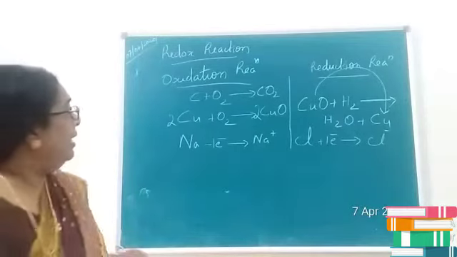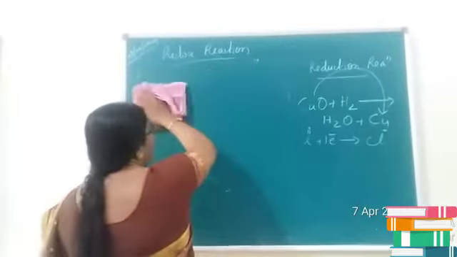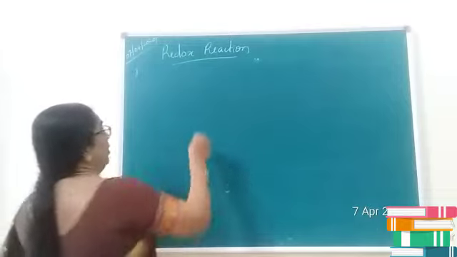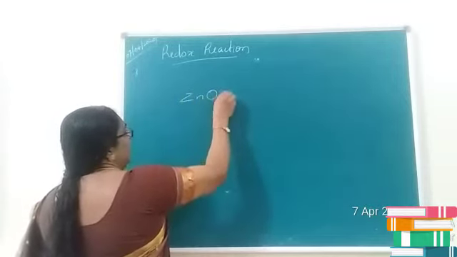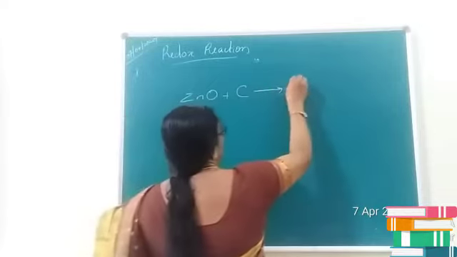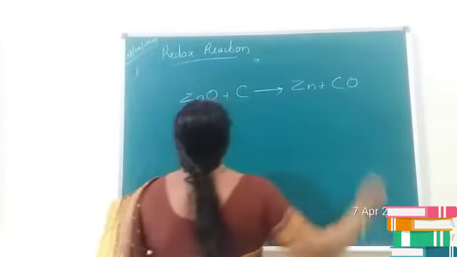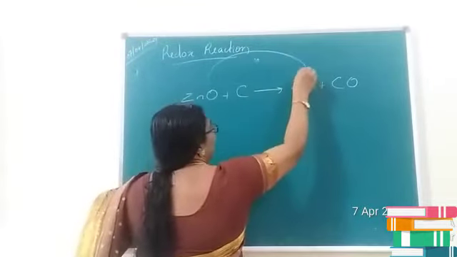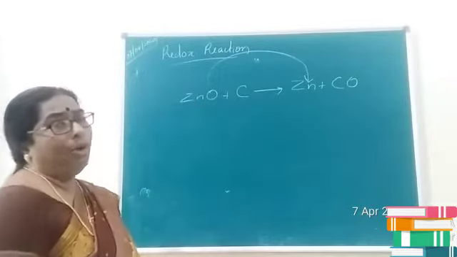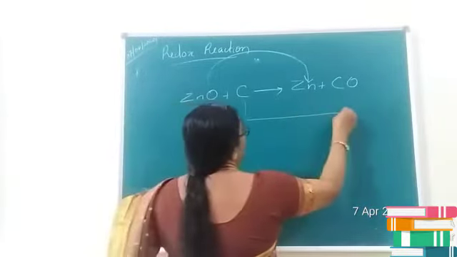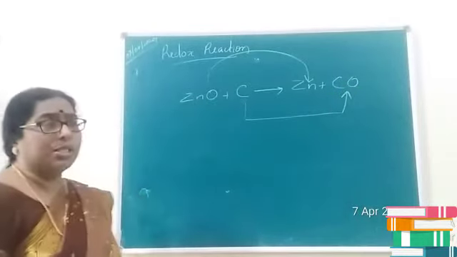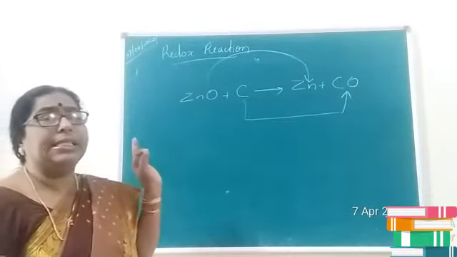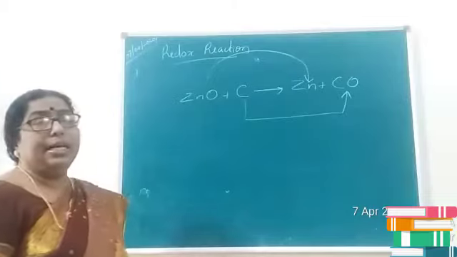Now let us study redox reaction. As I told you, redox reaction is a combination of oxidation and reduction processes. For example, consider zinc oxide combining with carbon and producing zinc and carbon monoxide. Just see children, in this case zinc oxide converts to zinc, that means it involves removal of oxygen. Carbon gets converted to carbon monoxide, it involves addition of oxygen. So this type of reaction where both oxidation and reduction take place simultaneously is termed as redox reaction.